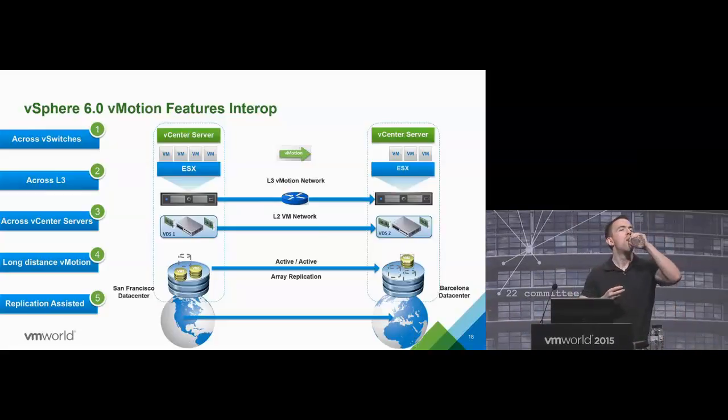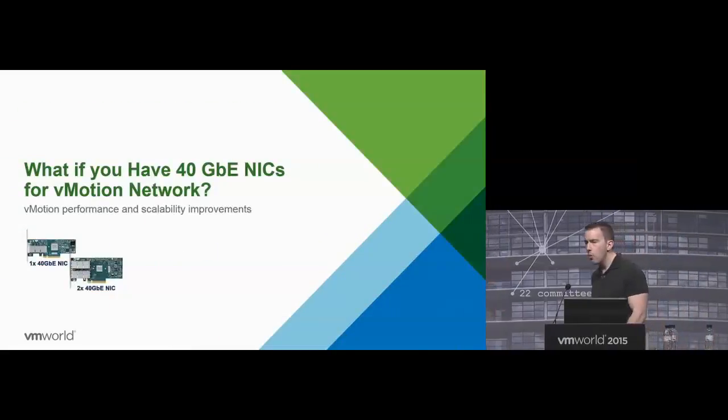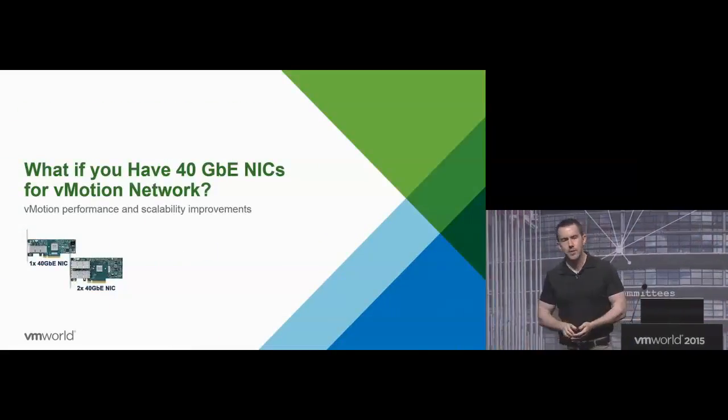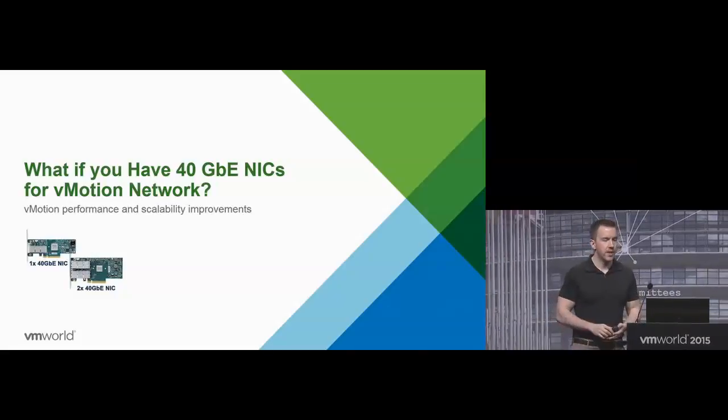So, performance. One of the other big things we've looked at pretty much every single release of vSphere is trying to improve performance, right? Because I've said it many times now, but at the end of the day, vMotion is all about performance. It only matters if it doesn't impact your workload, right? So what if, in particular, you have, say, 40 gig NICs in your data center? Can we actually saturate 40 gig networks with vMotion?